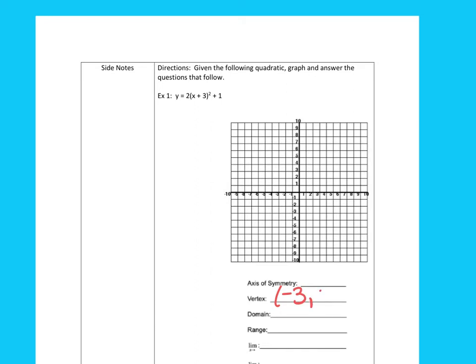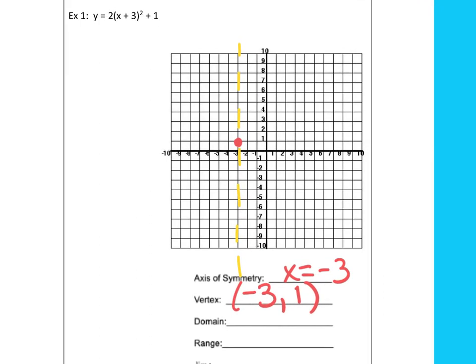Okay, vertex is gonna be what? Negative 3, 1. Good, negative 3, 1, because H always flips its sign, okay? K stays the same. So if I know that negative 3, 1 is my vertex, what's that line of symmetry gonna be? Negative 3. Yep, when x is negative 3. So I can go ahead, make my little dashed line through there. And I know that, sorry, that yellow's kind of hard to see. I know that my graph is going to be symmetrical over that line.